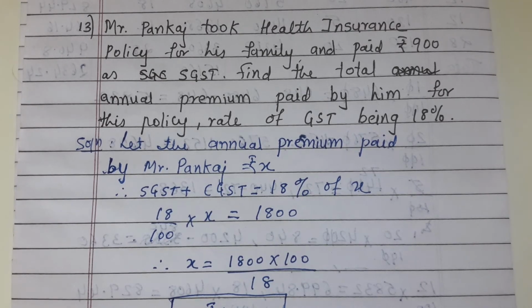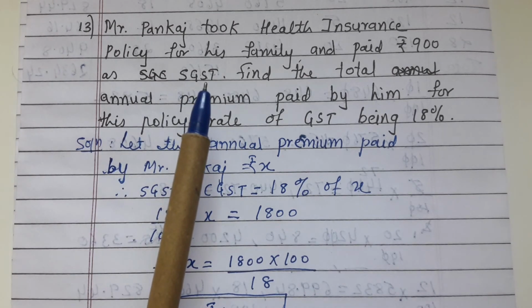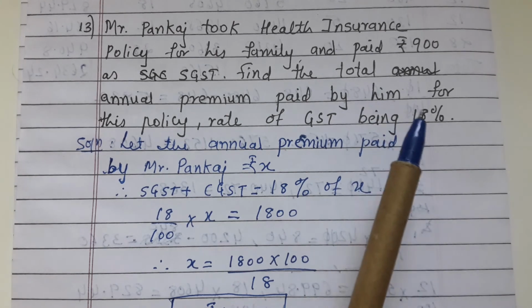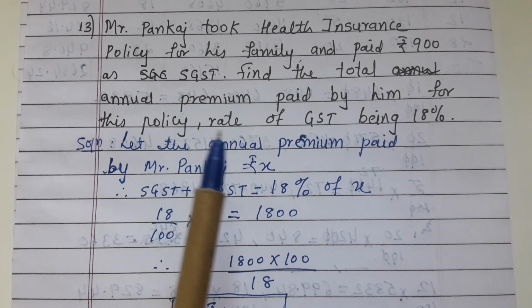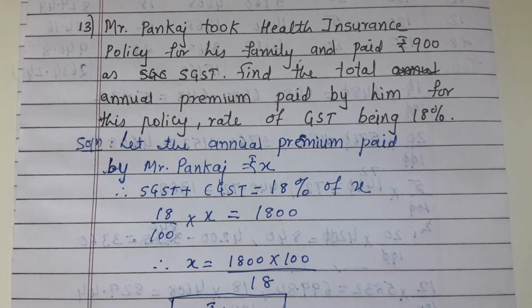Sum number 13. Mr. Pankaj took a health insurance policy for his family and paid rupees 900 as SGST. Find the total annual premium paid by him for this policy. Rate of GST is 18%.